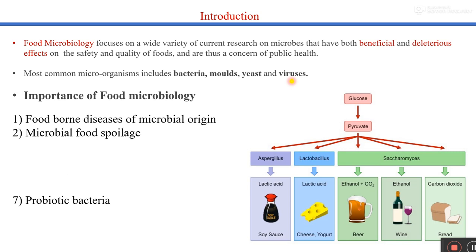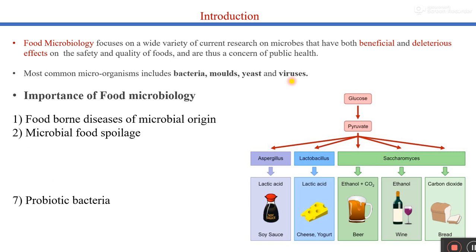The second important thing which we learn through food microbiology is that it helps in finding the microbes which generally cause food spoilage. Food spoilage is the process which involves any change which renders food unacceptable for human consumption. And food spoilage is generally caused by the growth and activity of microorganisms like bacteria, yeast, and molds.